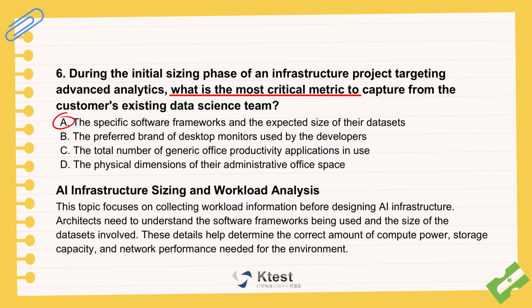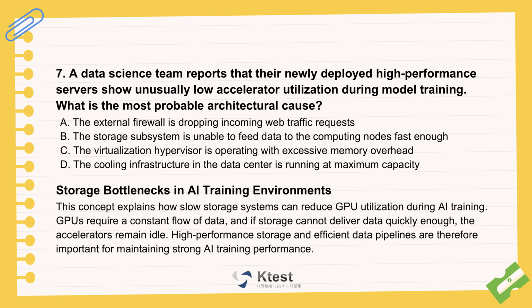Okay, so let's say you mapped everything perfectly to their frameworks, deployed the liquid-cooled servers, but the system just stalls. It happens more often than you'd think. Question 7 touches on this. A data science team reports that their newly deployed high-performance servers show unusually low accelerator utilization during model training. What is the most probable architectural cause?